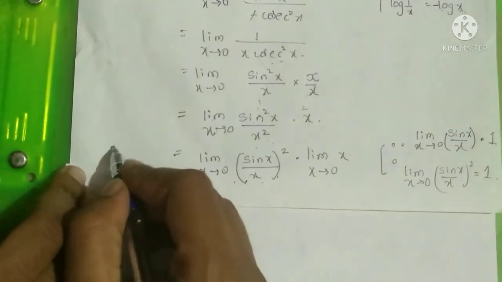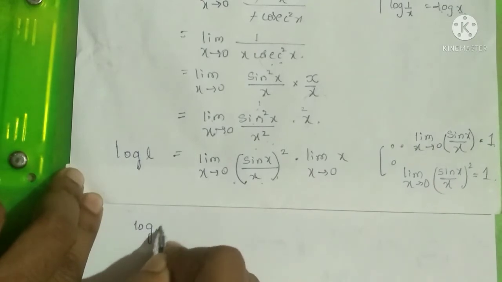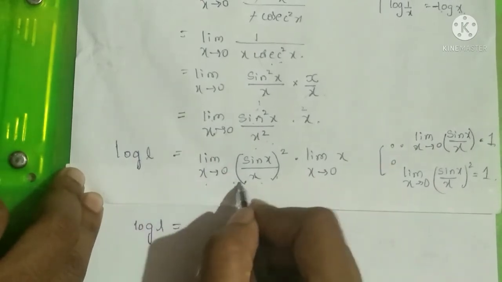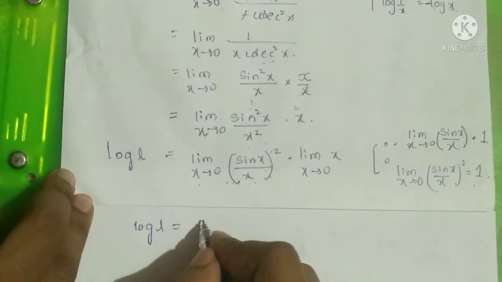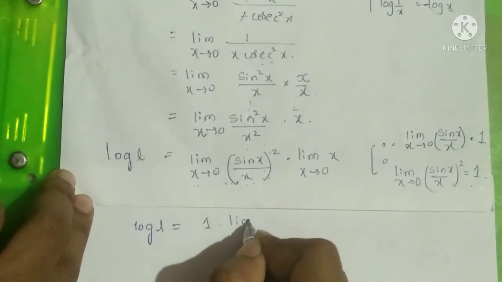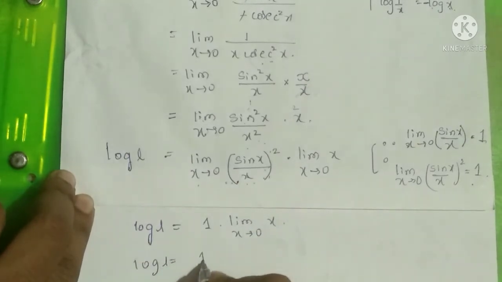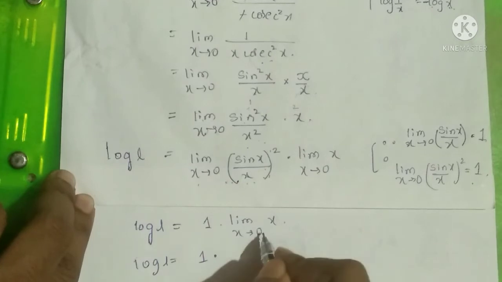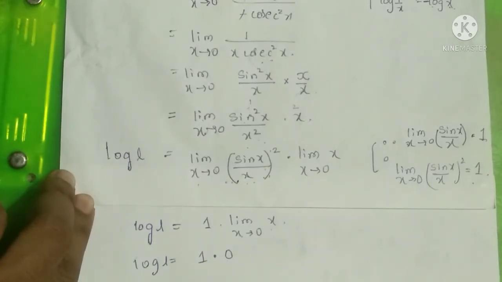In LHS, what do you have? Log L. So log L as it is, log L equals limit x tends to 0 (sin x by x) whole square is 1. So this term becomes 1 into limit x tends to 0 of x. Log L equals 1 into the value of limit x tends to 0 of x. When you substitute the value of x as 0, this term becomes 0. So log L is equal to 0.